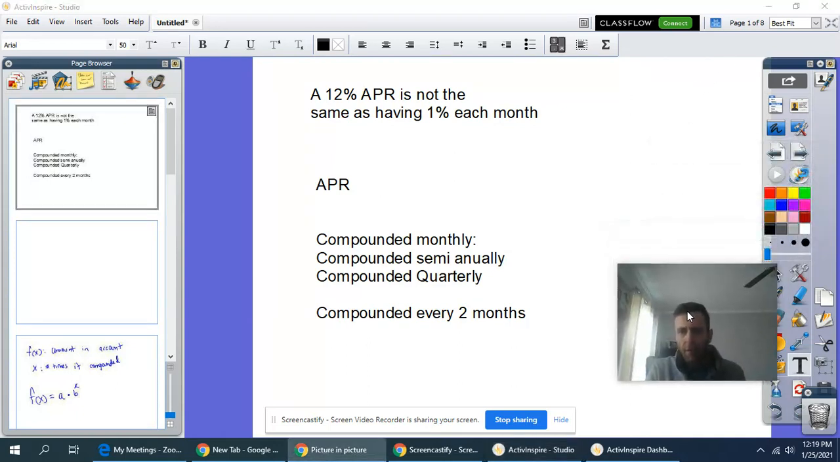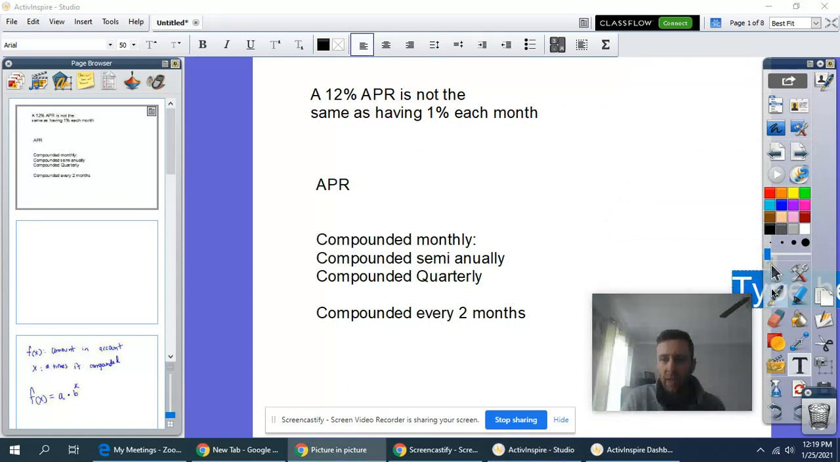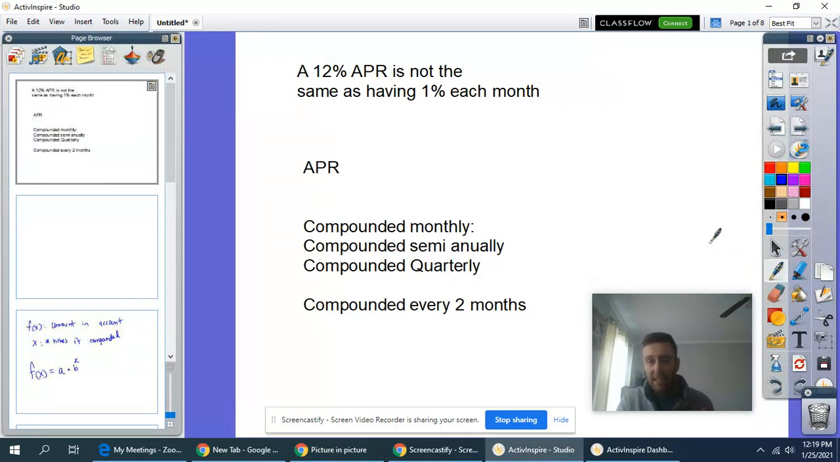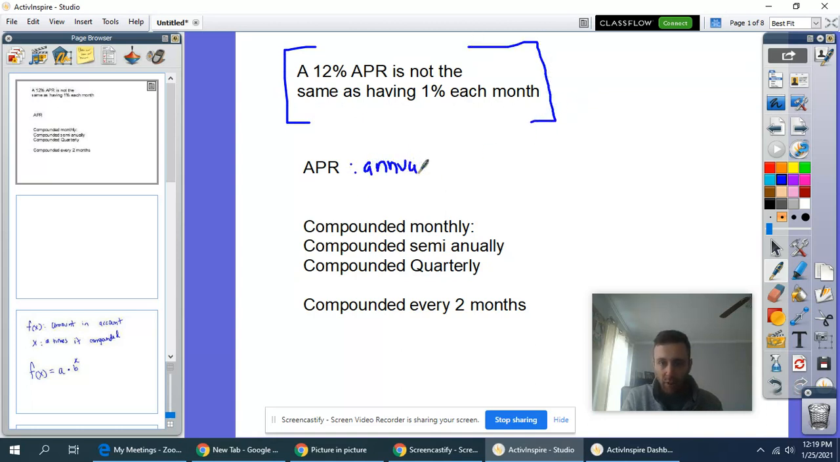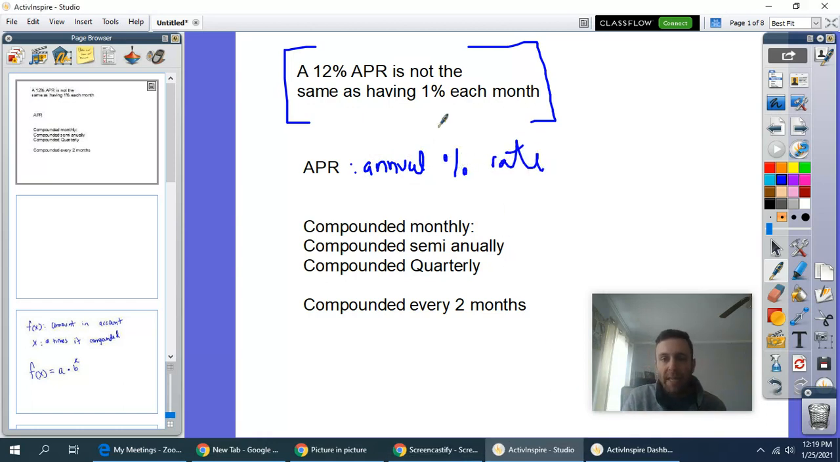So first of all, I wanted to start with a reminder of what you should have learned in the last class. We learned that having an APR, and remember APR stands for annual percentage rate, means that this is the rate that you have every year. If you have a 12% annual percentage rate, a lot of people think that 1% a month over 12 months would be the same thing. And what you learned is it's not the same thing.